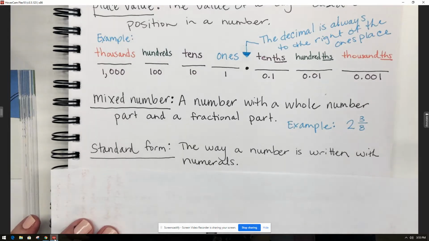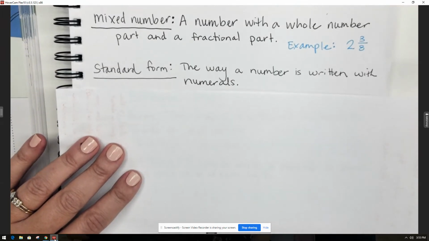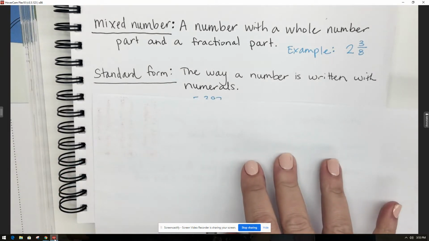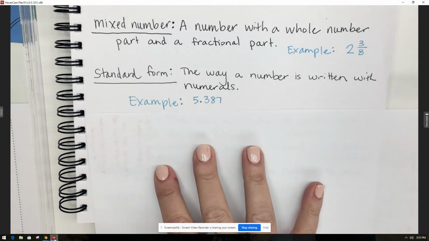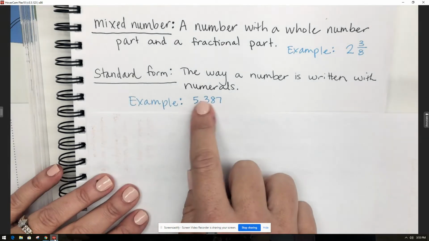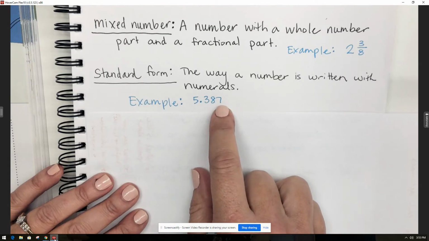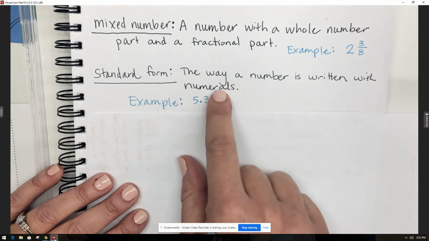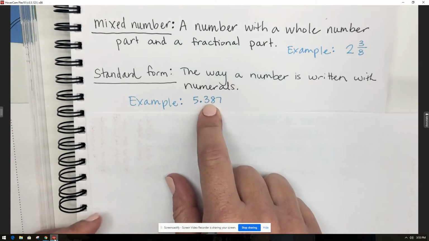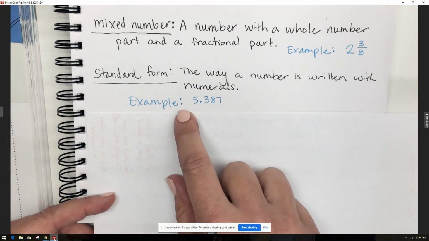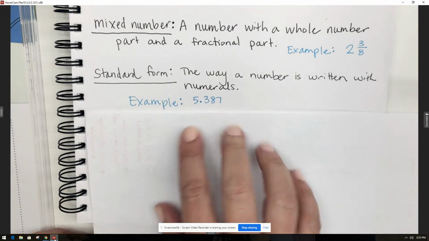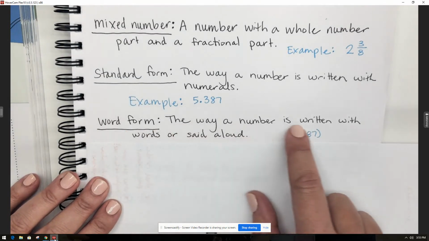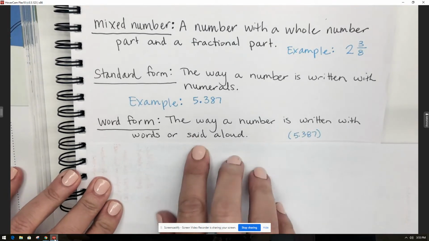And then there's 3 common ways that we're going to read numbers. We're going to read them in standard form, in word form, and in expanded form. So I wanted to start with the decimal 5 and 387 thousandths. The standard form is the way a number is written with numerals, meaning just writing the number with the numbers. So this decimal number here is 5 and 387 thousandths. That same number in word form would look like this. Word form is the way a number is written with words or said aloud.